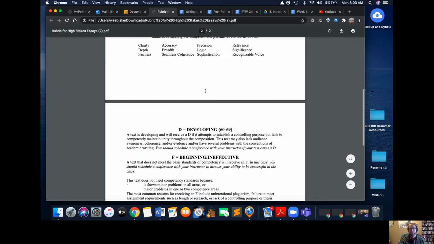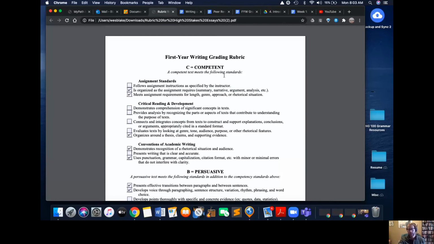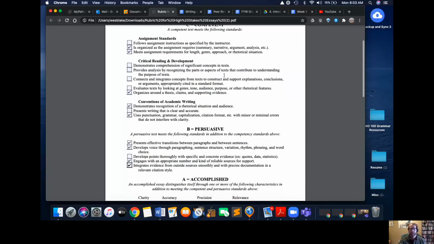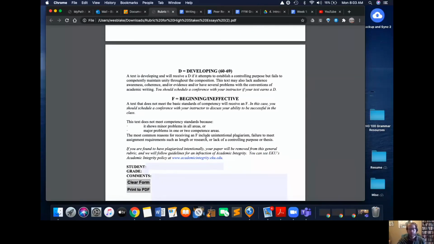So you'll notice this is the rubric, and I want to start at the bottom. Basically what this does is it shows you the standards that you need to meet to earn a C, a B, and then an A. I want to show you some things you just want to make sure you avoid as you go through your essays. So, a developing score. The main thing it says here, to earn a D, is it doesn't establish a controlling purpose, which basically means that there's not a clear thesis and there's not a focus on a clear claim.